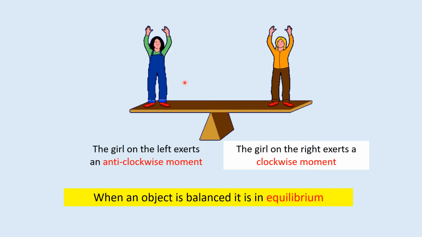So this girl on the left exerts an anti-clockwise moment, and the girl on the right exerts a clockwise moment, and they are both in balance, so they are in equilibrium.